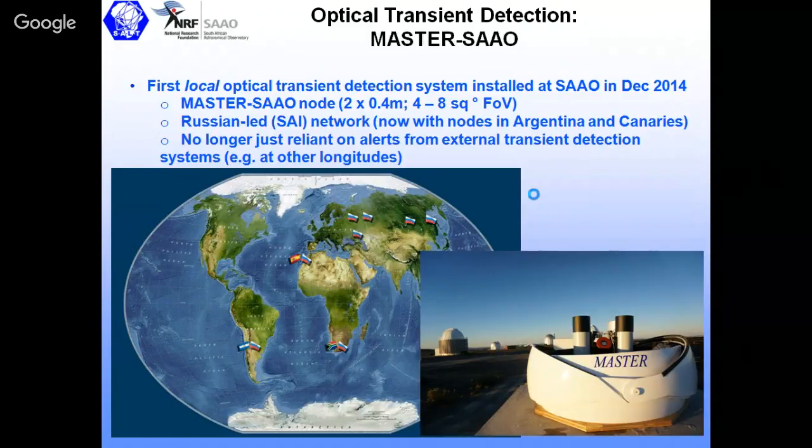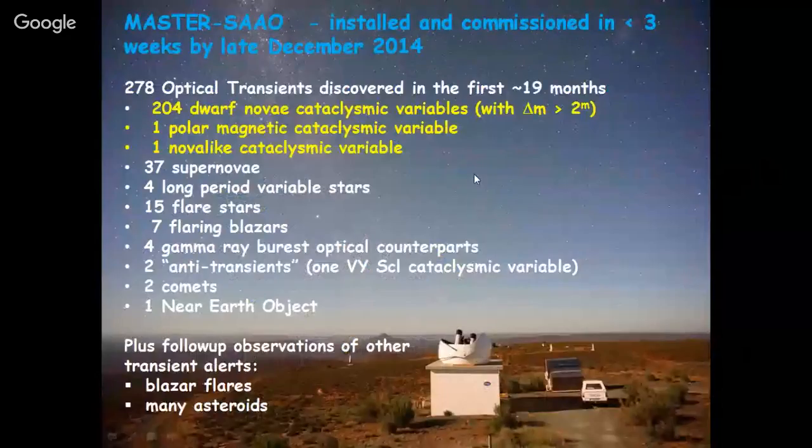And so far, this is a little bit dated, but I think it's accurate to about 6 months. You can probably comment on this, Evgeny. But this is the total number of transients that were discovered in the first 19 months of operation, about 280. And the vast majority happen to be, not surprisingly, because it's similar in the Catalina real-time survey, cataclysmic variables of the dwarf nova variety.